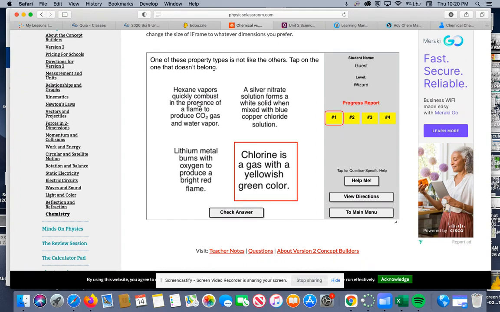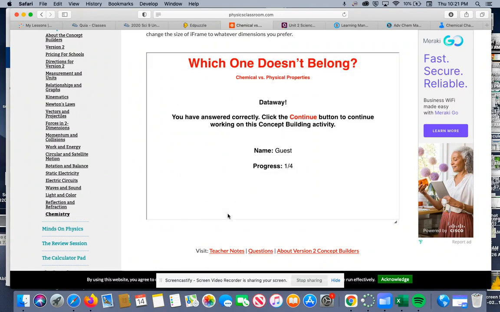Okay, hexane vapors quickly combust. That means react with oxygen. That's combustion. It's reactivity, both. It's flammable. It says it produces a flame, or in the presence of a flame means it catches fire. Every bit of this is chemical. Silver nitrate solution forms a white solid. That's reactivity. It's called a precipitate. That's all that chunky stuff you guys saw in the lab. That's a chemical change. Lithium metal burns, keyword burn, you know it's chemical. Just telling me something has a yellowish green color, physical.